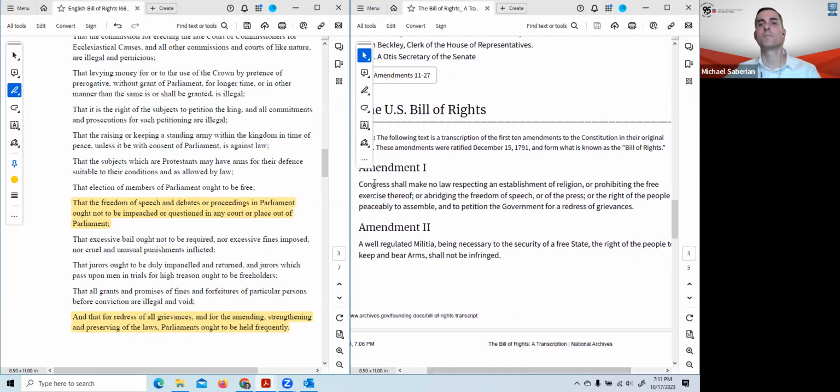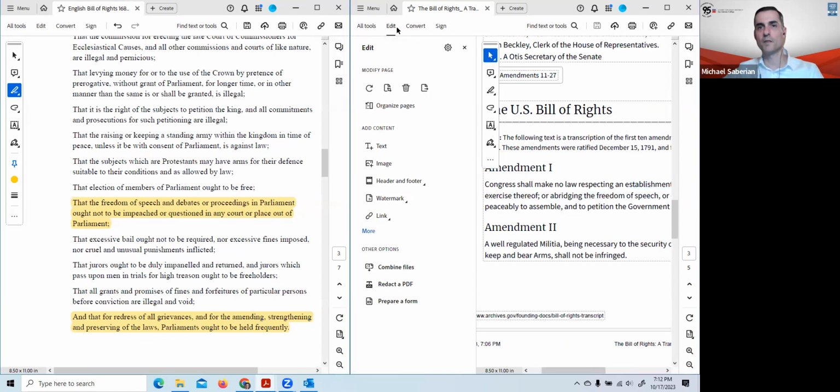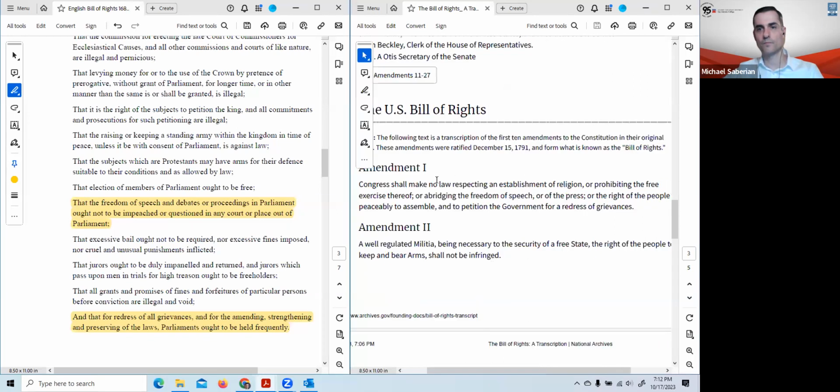Okay. Amendment 1. Congress shall make no law respecting an establishment of religion or prohibiting the free practice thereof, or abridging the freedom of speech, the freedom of the press, or the right of the people to peaceably assemble to protest the government for a redress of grievances. Okay, so I'm going to take my little highlight tool.